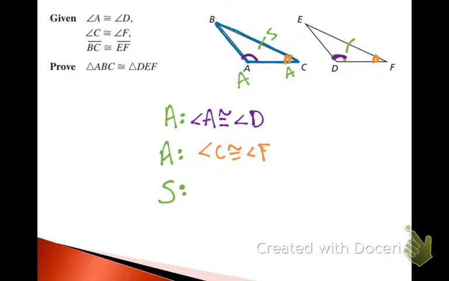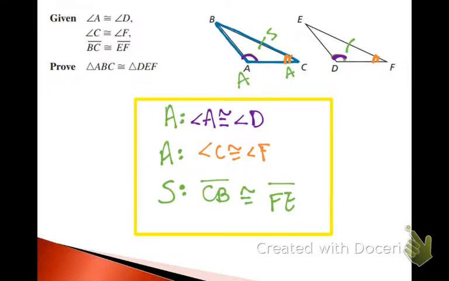And then the side we marked congruent. Sure. If we said CB, then we would say FE. Did you say BC? Yeah, you can. But if you said BC, you would have to say EF. So this is our proof.